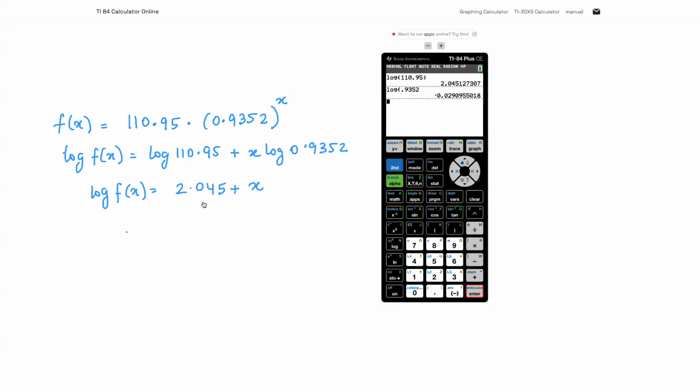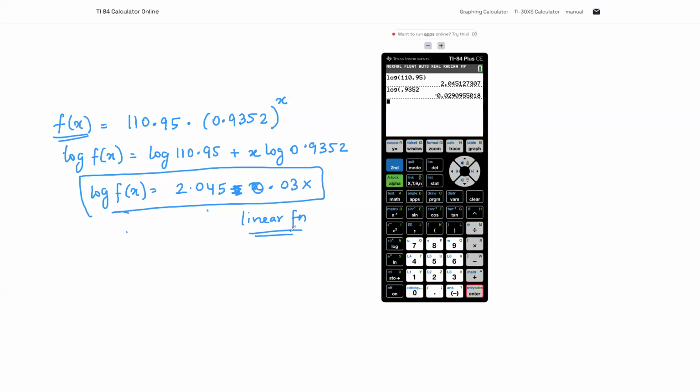That is a negative value, minus 0.03. Can I say minus 0.03x? Yep. See, now when I take the log on that exponential function, the actual function was an exponential function, when I take log on that, it becomes a linear graph. Do you see it? So this is of the format mx plus b, correct? Any questions, guys?